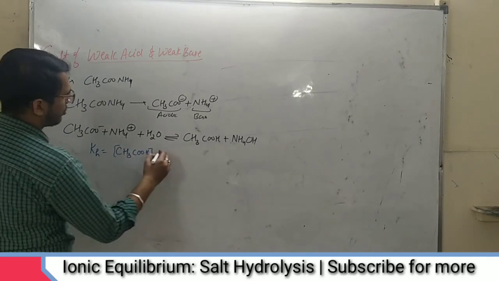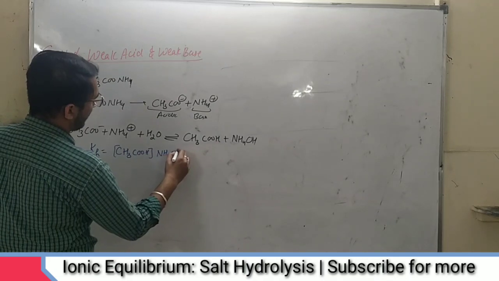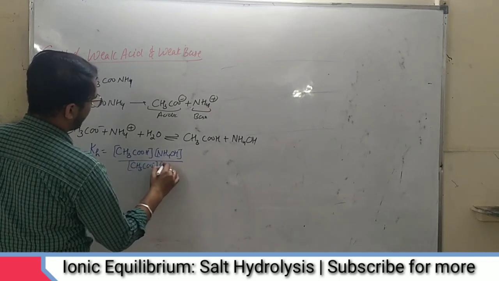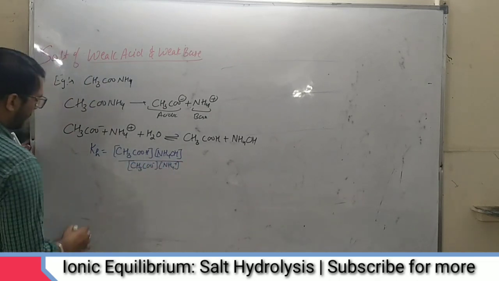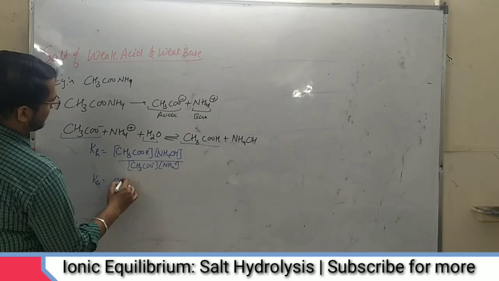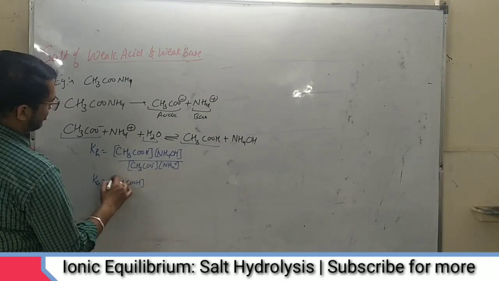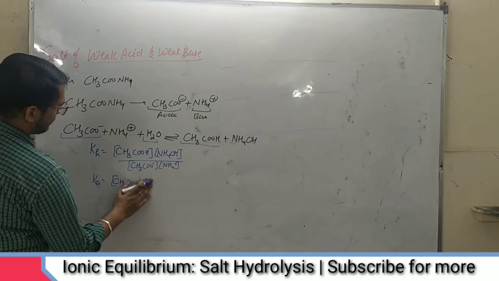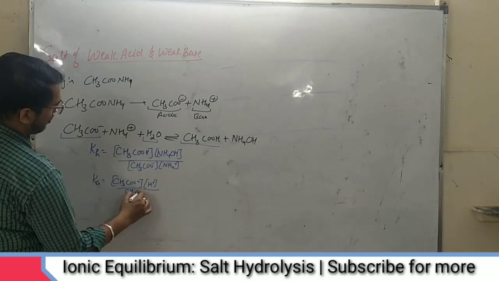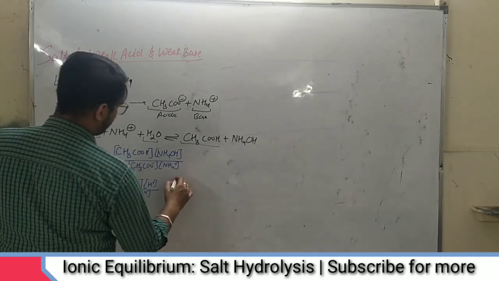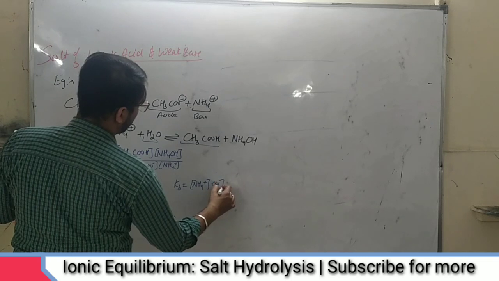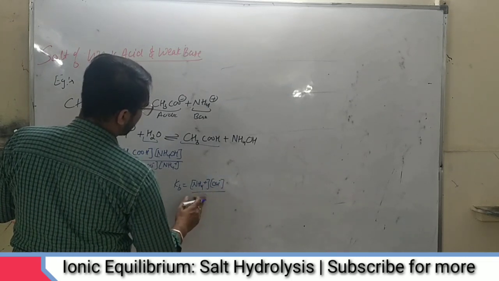So if I have to write separately the value of Kh, it would be CH3COOH into NH4OH divided by CH3COO negative into NH4 positive. Now, for the acidic part Ka, it would be CH3COO negative into H positive by CH3COOH, and for the basic part Kb, it would be NH4 positive into OH negative by NH4OH.